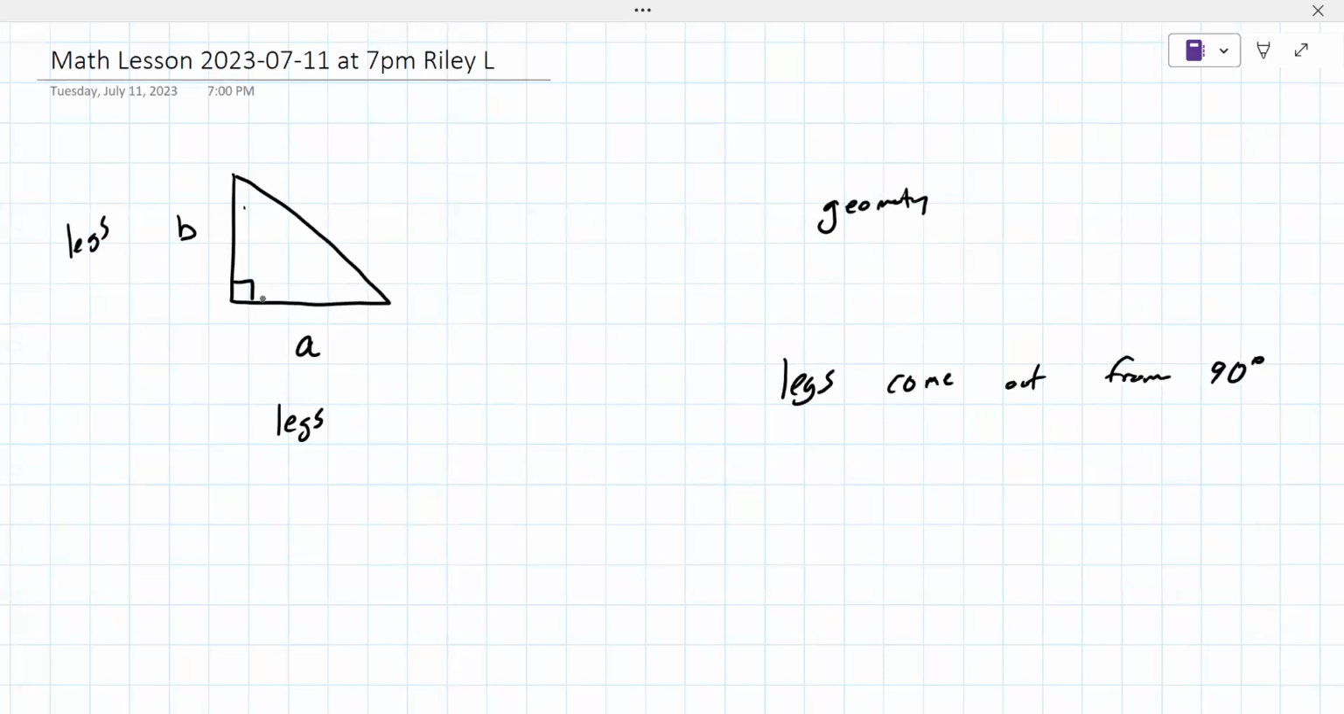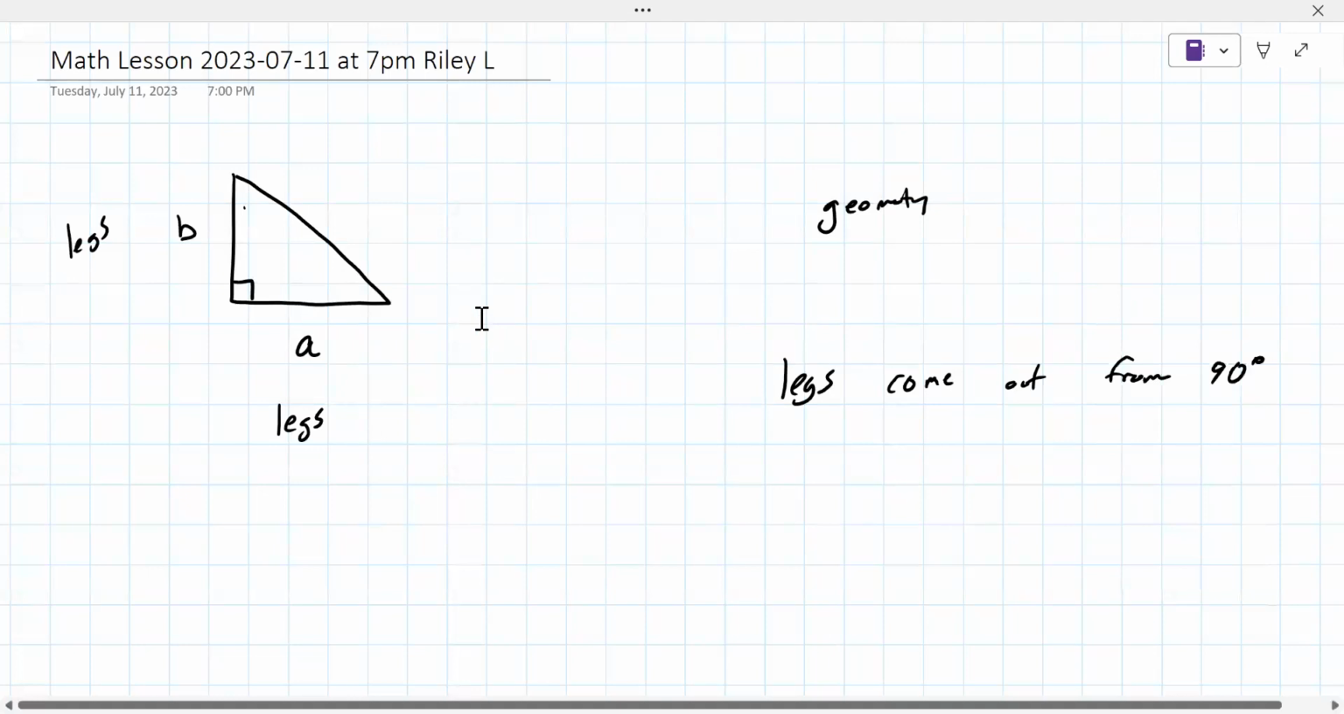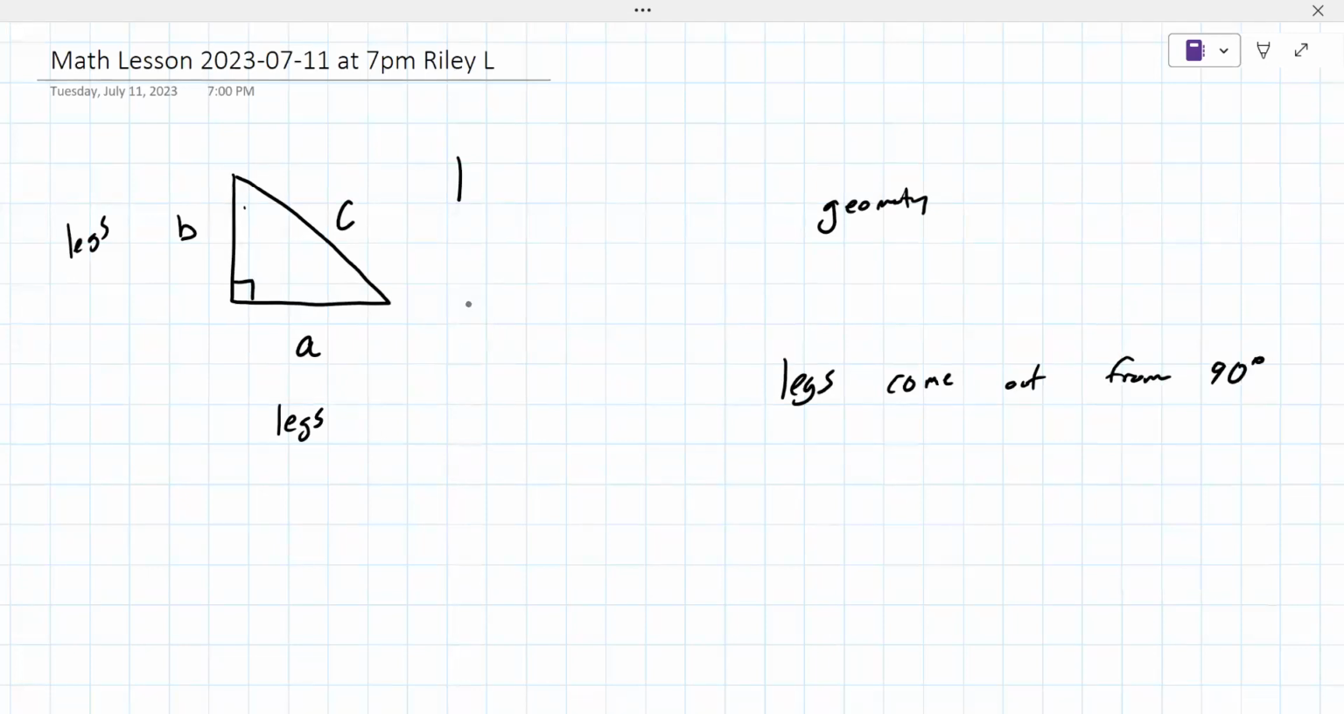like that. All right. C is the hypotenuse. Okay. Hypotenuse. What does that mean? Well, it's across from the 90 degrees. Okay. So you have a leg, and hypotenuse.